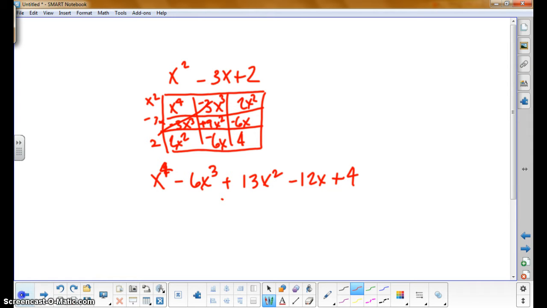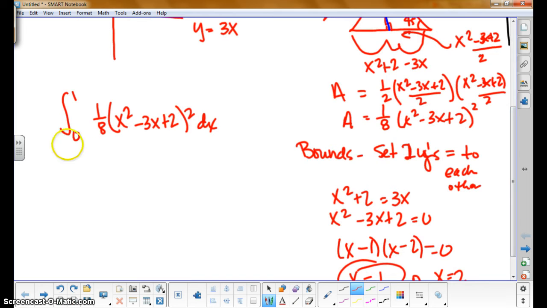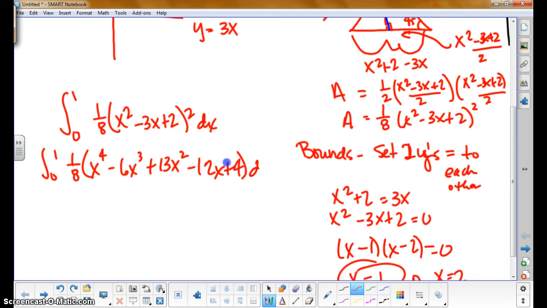So let me see if I can make it back there. So when we expand this out, 0 to 1, 1/8 times x to the 4th minus 6x cubed plus 13x squared minus 12x plus 4 times dx. Hairy, but easily doable. Okay, so let's do our integration.